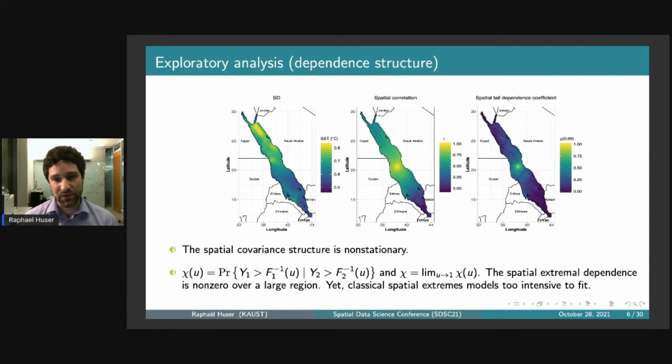Now, when we try to model hotspots, we care about extremes, so events that occur in the tail of the distribution.